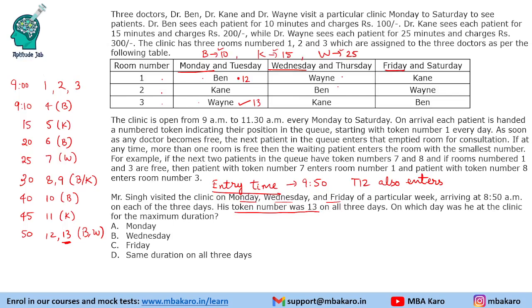Now second day, Wednesday, Wayne and Ben are free. So token number 12 will enter here, token number 13 enters here. So on Friday he is entering Ben, on Wednesday he is entering Ben, and on Monday he is going to Wayne. Now the question is asking on which day he was at the clinic for the maximum duration. Entry time is same, exit time is different. So exit time will be the highest in case of Wayne, because Wayne sees for 25 minutes. So he will be in the clinic for the maximum duration on Monday.